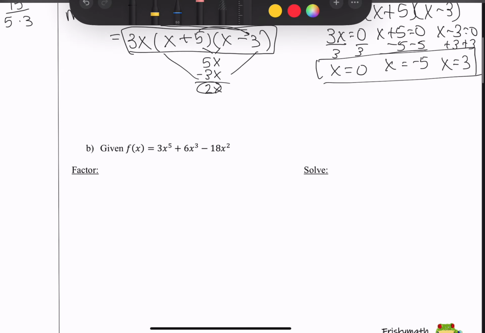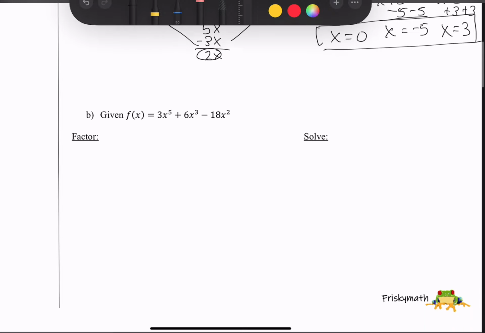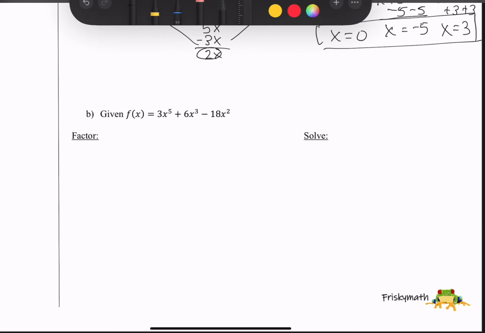Moving to B, we're going to do a similar type of thing. So I'm going to look at this polynomial function, and I'm going to go to my first friend. Greatest common monomial factor, can you help us out? And in fact, he can, right? Every single term here has a greatest common monomial factor of 3x squared.